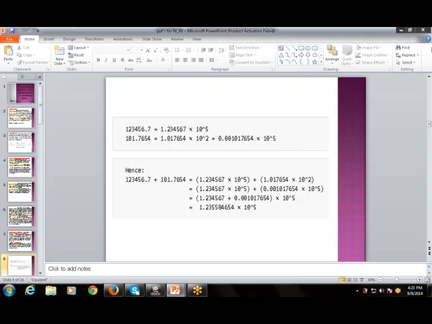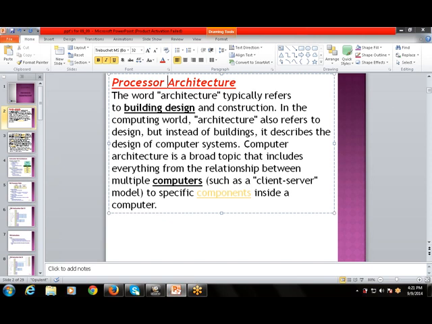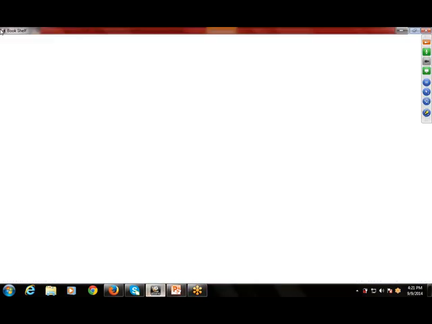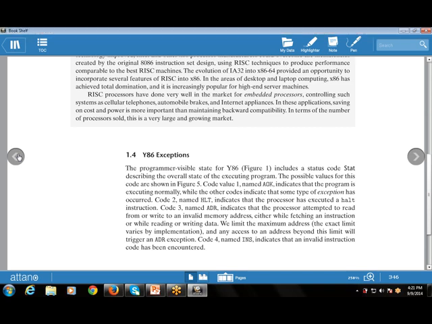So that's all for yesterday's session. Now let's start with today's session. Today I'm going to start with your new topic, that is processor. This is the topic in your module, processor architecture.